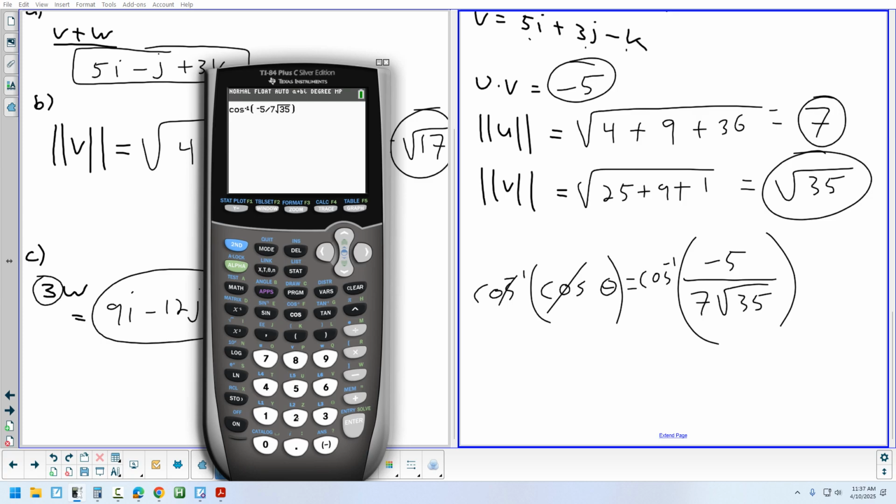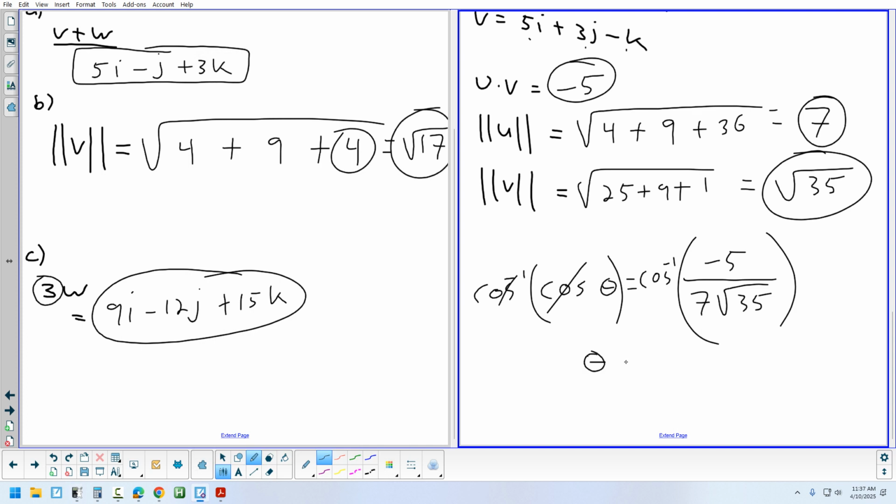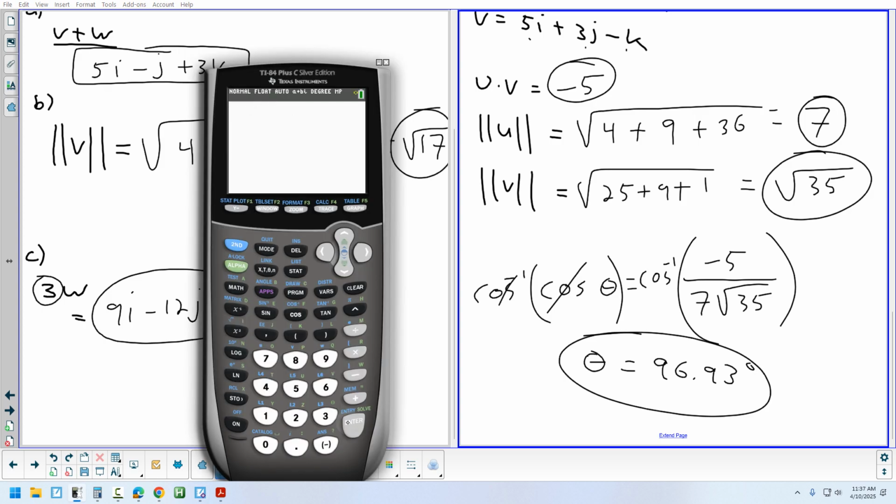Do we have to be in degrees for this? Whatever mode it says in the problem. So what did I say it was the first time? 96.93. So again, the correct way to type it in is just like that. Okay. Any questions on that one?